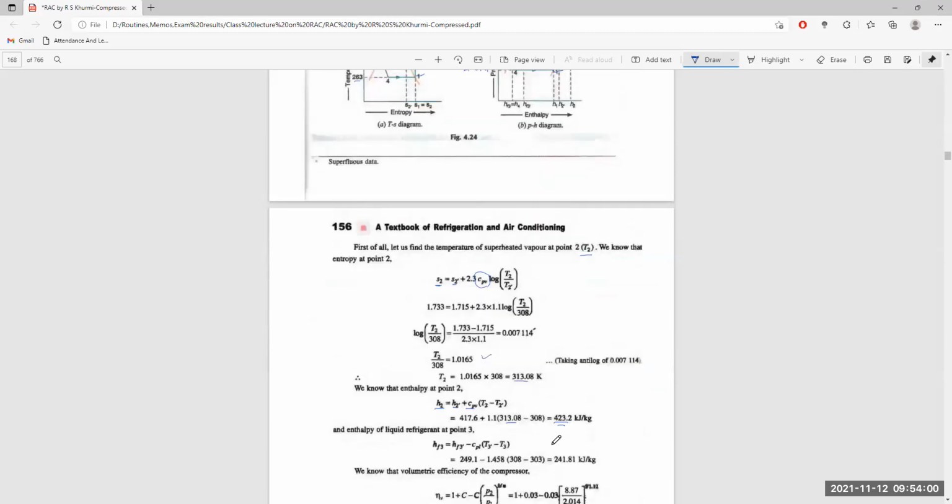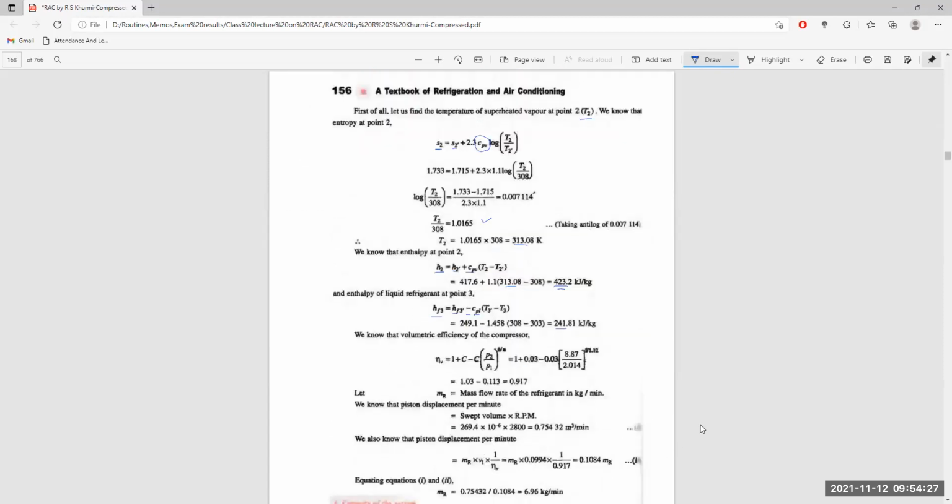So the enthalpy at the outlet of the condenser, HF3 after subcooling, is equal to the enthalpy at the outlet of the condenser before the subcooling, minus the specific heat of the liquid times the temperature drop in the subcooling stage, T3 minus T3 dash. All factors are given. So HF3 is given as 2.48.81 joule per kg.